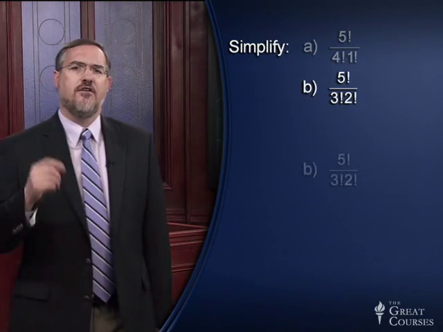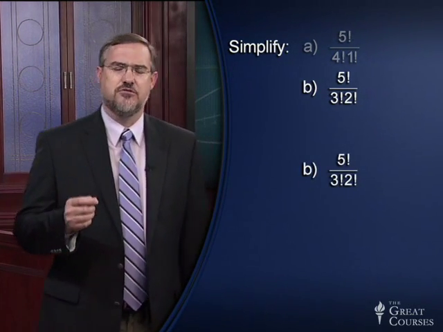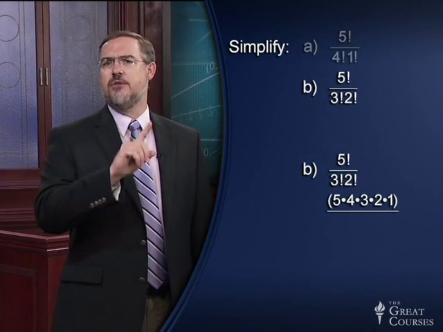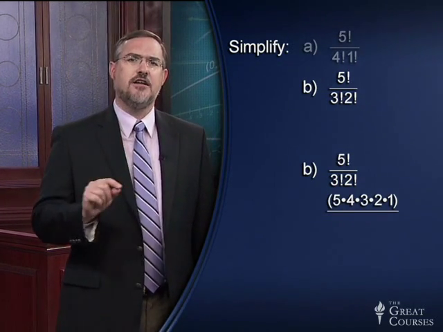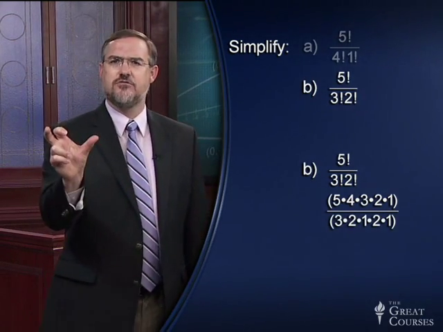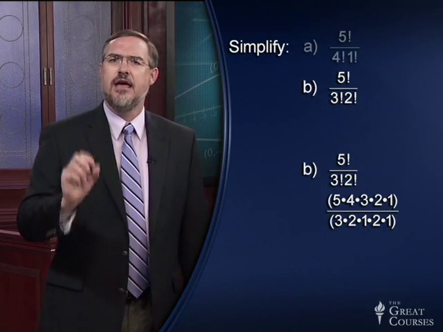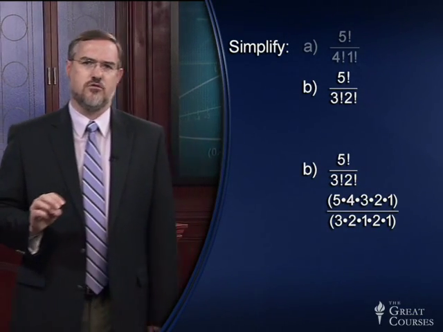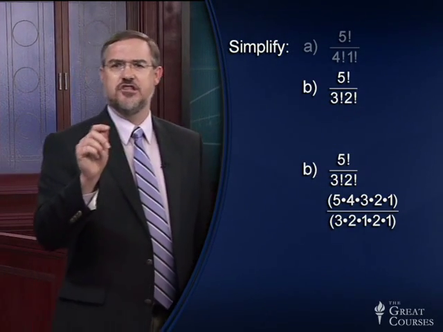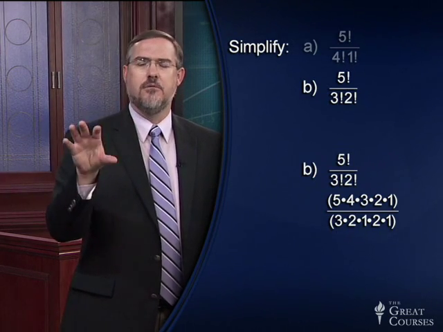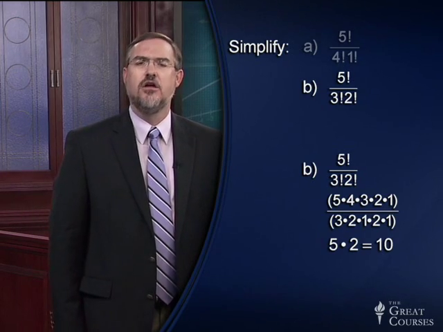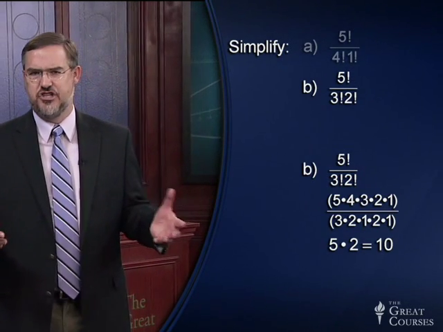Now, let's try the other. 5 factorial divided by 3 factorial times 2 factorial. Well, that's the same as 5 times 4 times 3 times 2 times 1 in the numerator, divided by 3 times 2 times 1 times 2 times 1. The 3 times 2 times 1 comes from the 3 factorial, and the 2 times 1 comes from the 2 factorial. Now, do all the cancellation that you can see again, and what you'll end up noticing is that all of the denominator portions will cancel again, and you'll be left with just 5 times 2 on top, which means that this final answer is 10.